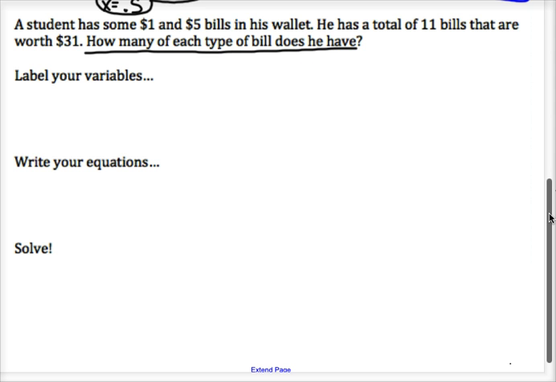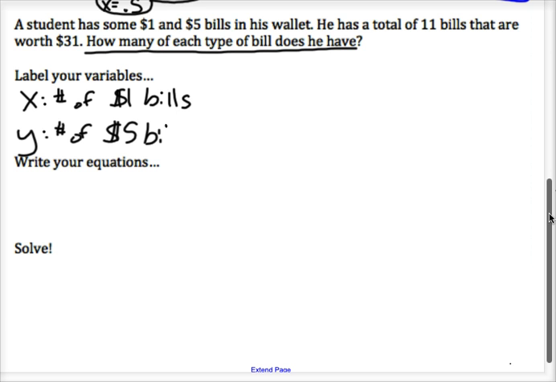So again, focus on the question. That's going to tell you how to label your variables. We want how many of each type of bill. So x, I'm going to have the number of $1 bills. y is going to be my number of $5 bills.